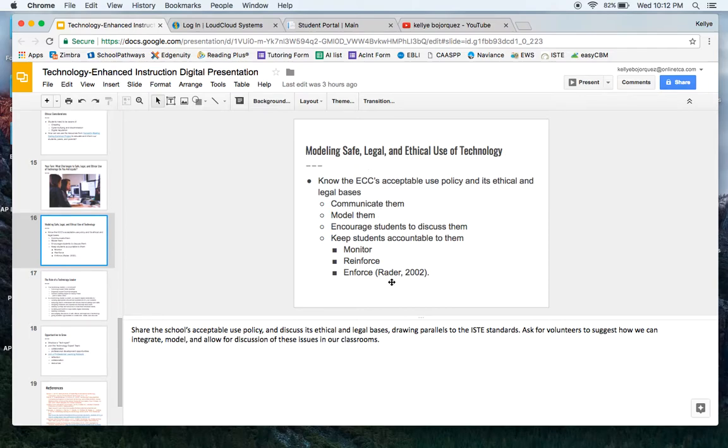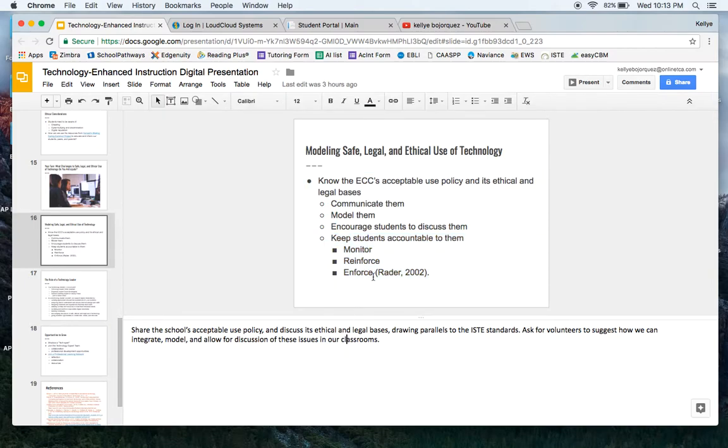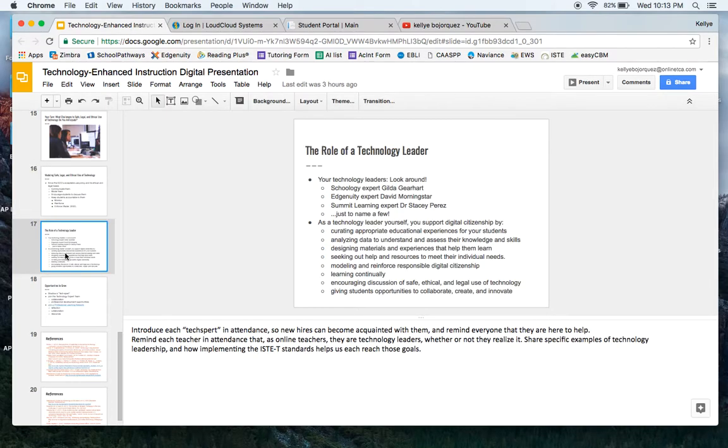Here are some best practices for modeling safe, legal, and ethical use of technology. Of course, knowing our school's ECC, the Escondido Cyber Cafe, acceptable use policy and its ethical and legal bases. Communicating those, modeling them, encouraging students to discuss them, and, as Rader said in her 2002 study, keeping students accountable by monitoring, reinforcing the great stuff, and enforcing the rules when someone breaks them is always a good way to help out with that.